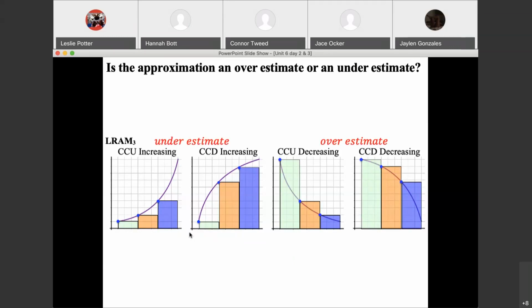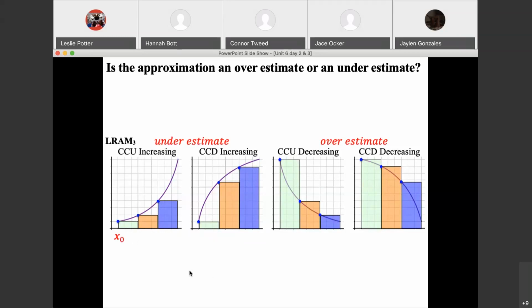Underestimate just means that not all the space between the function and the axis is occupied by rectangles. I call these gaps. We've got gaps here, so the rectangles aren't representing the full region. And here we've got too much of a rectangle, so it's an overestimate. I call those flaps. We should cut those off to get a more accurate area.